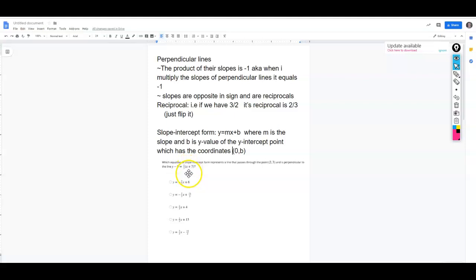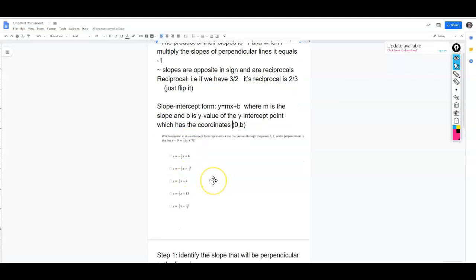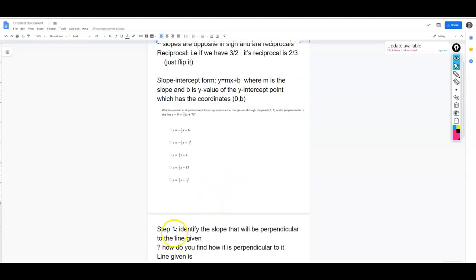So this one, we're going to first start off again with identifying the slope that will be perpendicular to the line given, which the line given was y minus 9 equals 2/3 times x plus 7.